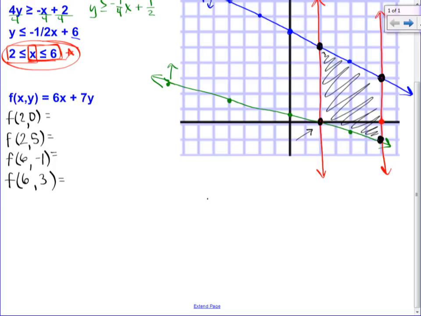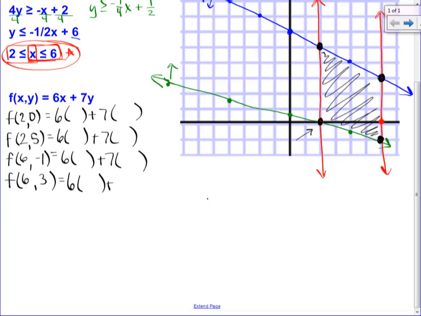And what we're going to do is we're going to substitute the numbers into the equation that they give you. Okay, so we're trying to optimize or minimize these values. We're trying to figure out which one's going to give us the biggest number and which one's going to give us the smallest one. So we'll put in 2, 0 on the first one, 2, 5 on the next one, 6, -1 here, 6, 3 here. Now we just have to find our answers.